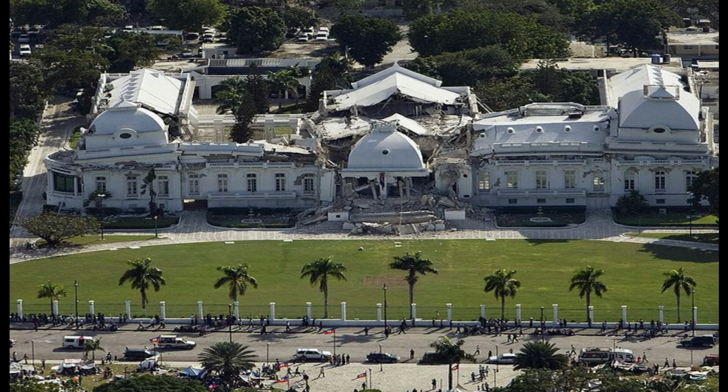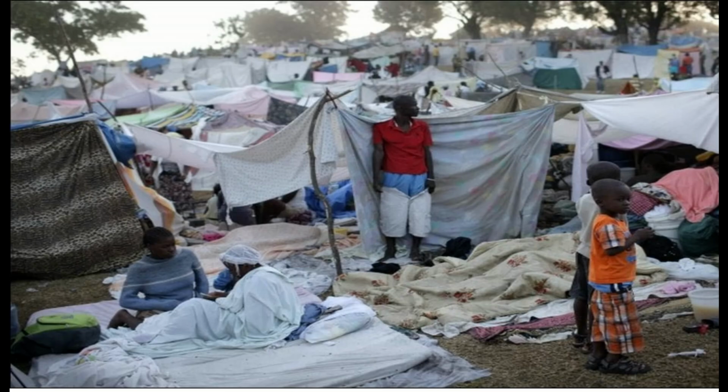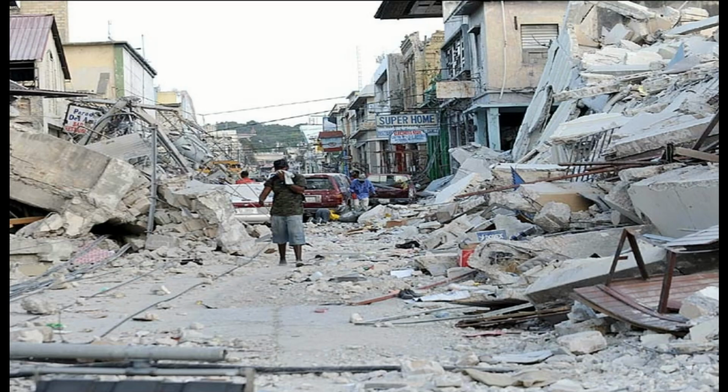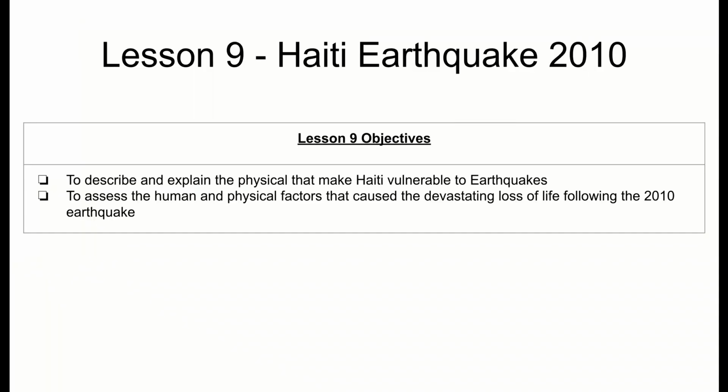Okay, so in this lesson, we're going to be thinking a bit about what caused this devastating earthquake, what were the human factors that made this disaster just so devastating, as well as what were some of the physical factors. And hopefully, these scenes here give you some kind of sense of the scale of what really happened in Haiti.